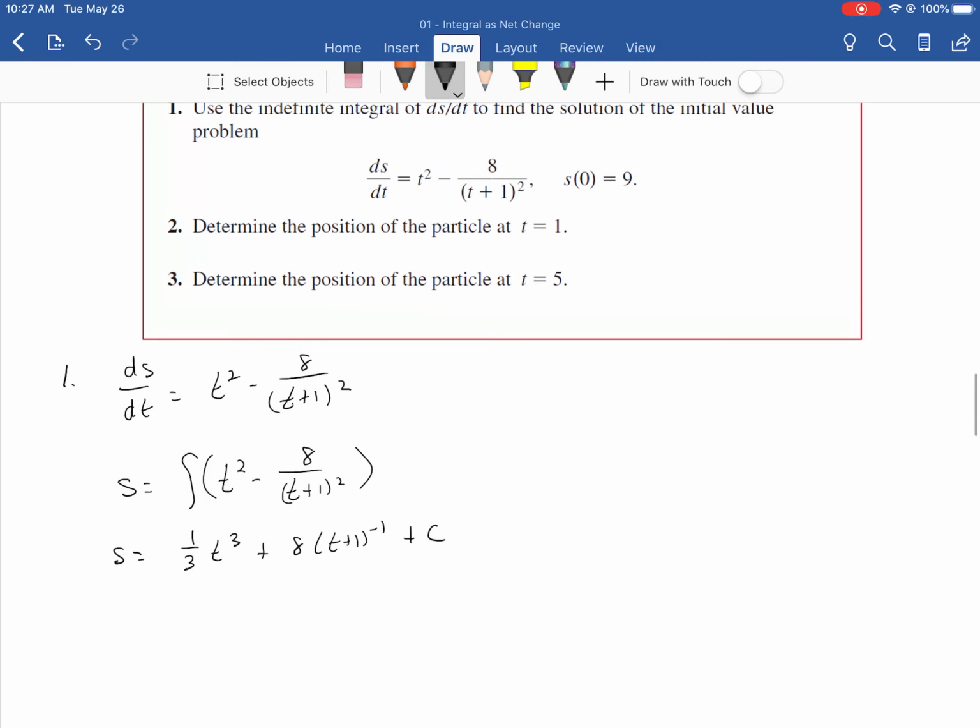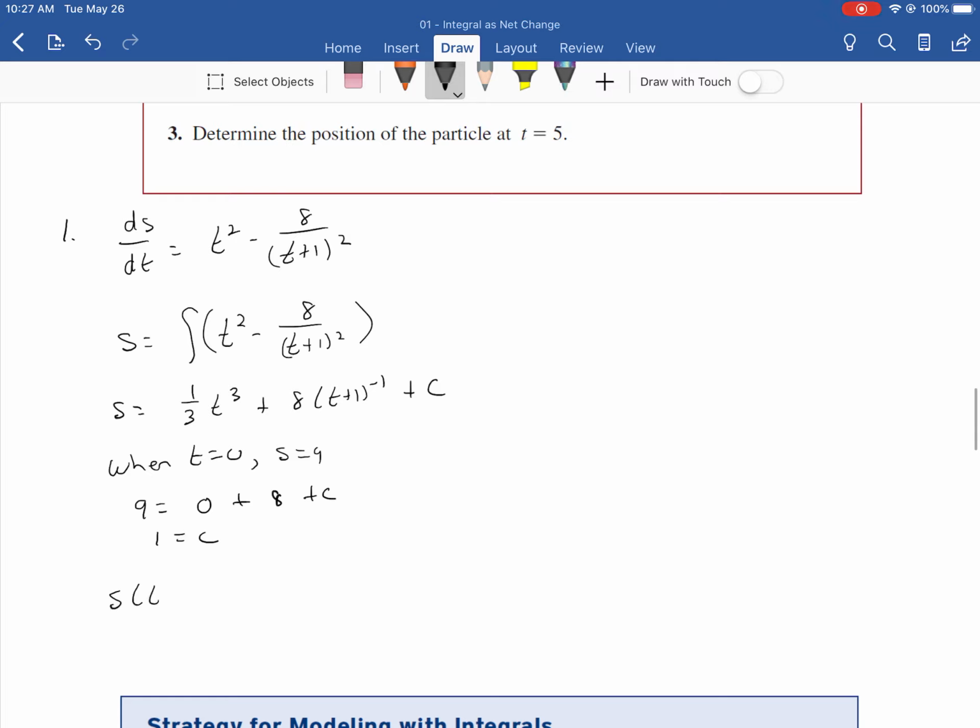The good news in this question, though, is we know, and we did before, what the value was at time 0. So when t equals 0, s has got to come out to be 9. When I type in 0 here, I get 0 plus 8 plus c, and so I get a c value of 1. So now I've got a nice equation for s at t in this version of the question: s at t will be 1/3 t cubed plus 8, well, I'm going to put 8 over t plus 1 this time instead of using that negative power, and then plus 1. How nice is that, that I've got a nice equation to use?